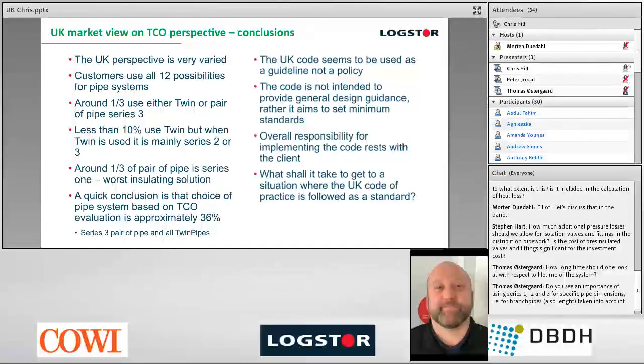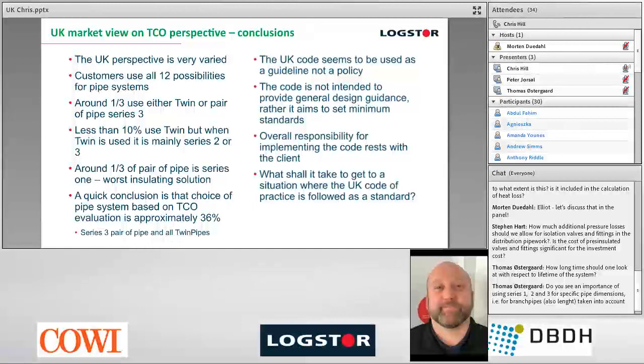So, UK market from a TCO perspective, in conclusion, from the various slides you've seen today, the UK perspective is very varied. Customers do use all 12 possibilities for the pipe systems, as Peter explained, in twin pipe and single pipe. Around a third use either twin or a pair of pipes in Series 3, but less than 10% use twin when twin is used. It is mainly Series 2 or Series 3.